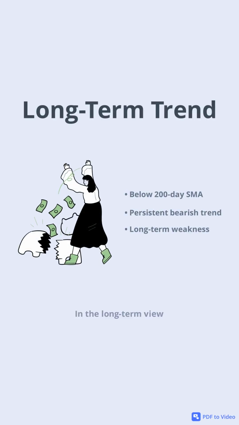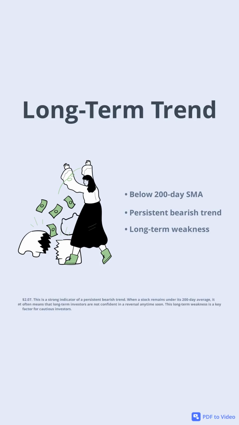In the long-term view, PLUG is trading significantly below its 200-day simple moving average, which stands at $2.07. This is a strong indicator of a persistent bearish trend. When a stock remains under its 200-day average, it often means that long-term investors are not confident in a reversal anytime soon. This long-term weakness is a key factor for cautious investors.